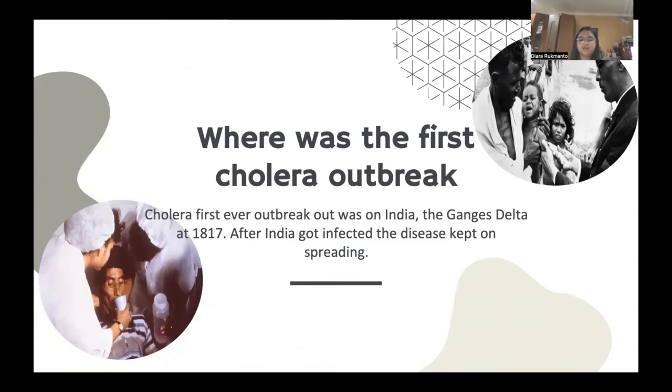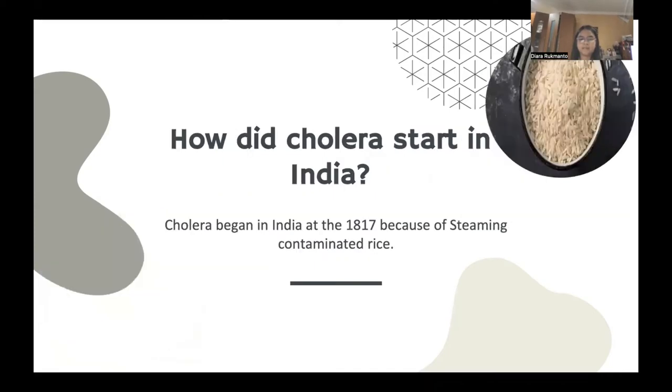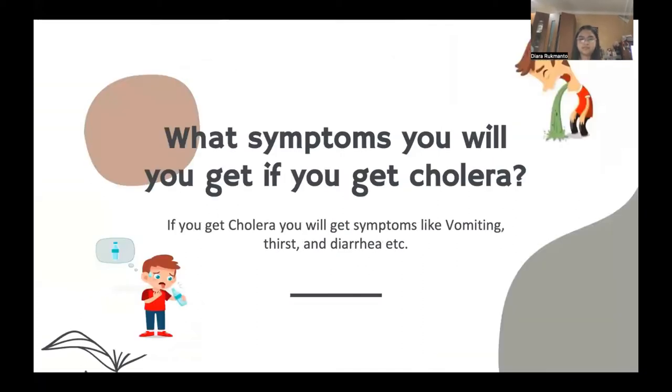After India got infected, the disease kept on spreading. How did cholera start in India? Cholera began in India at 1817 because of steaming rice that has been contaminated. What symptoms will you get if you get cholera? If you get cholera, you will get symptoms like vomiting, thirst, and diarrhea, etc.